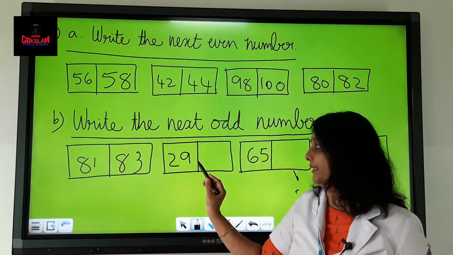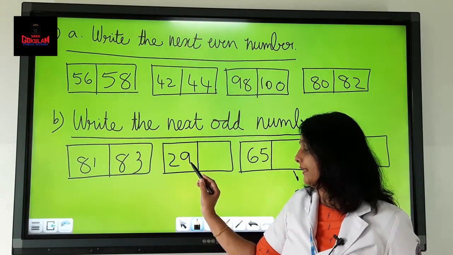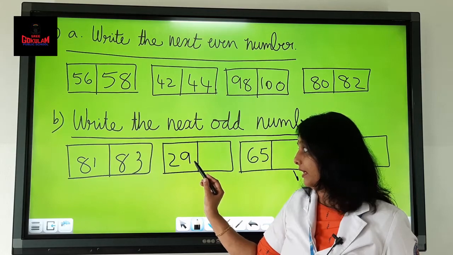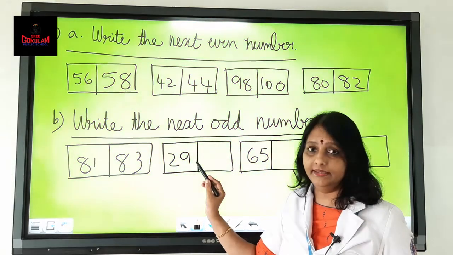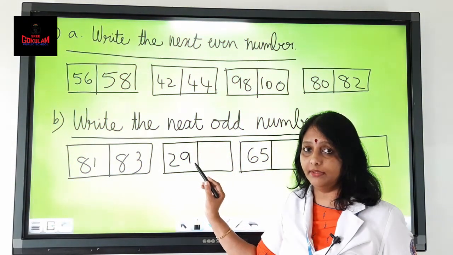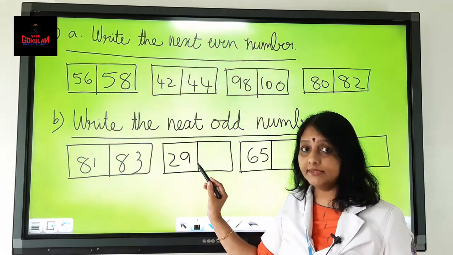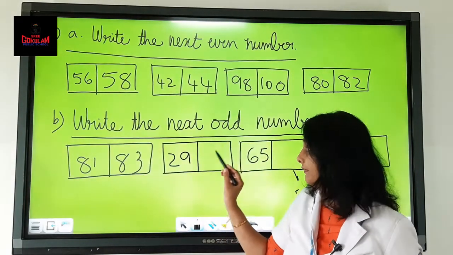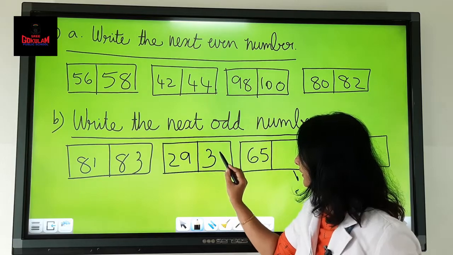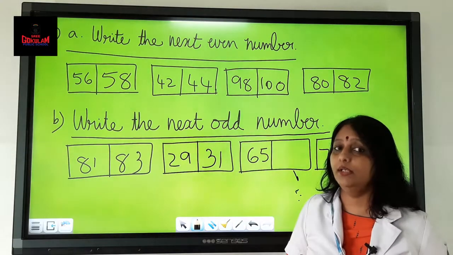Next, 29. 9 is an odd number. After 29, the number is 30, which is an even number. After 30, the number is 31. 31 is the next odd number.